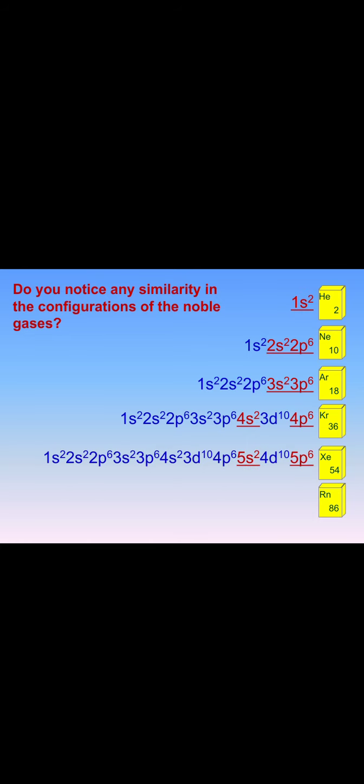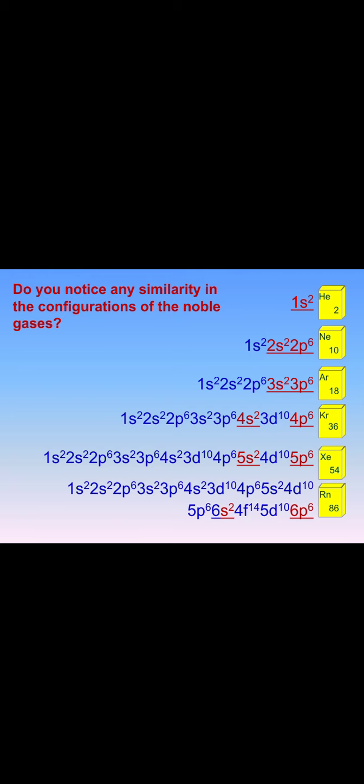Next, xenon, 1s2, 2s2, 2p6, 3s2, 3p6, 4s2, 3d10, 4p6, 5s2, 4d10, 5p6. And next, radon, electronic configuration is 1s2, 2s2, 2p6, 3s2, 3p6, 4s2, 3d10, 4p6, 5s2, 4d10, 5p6, 6s2, 4f14, 5d10 and 6p6.